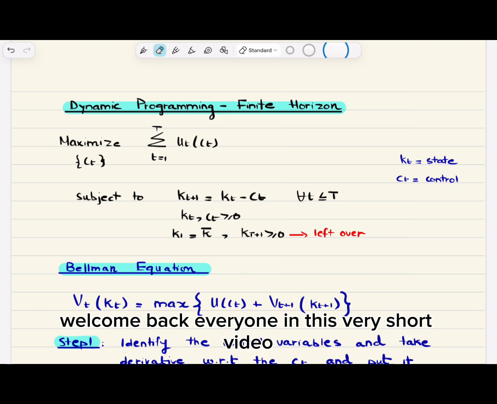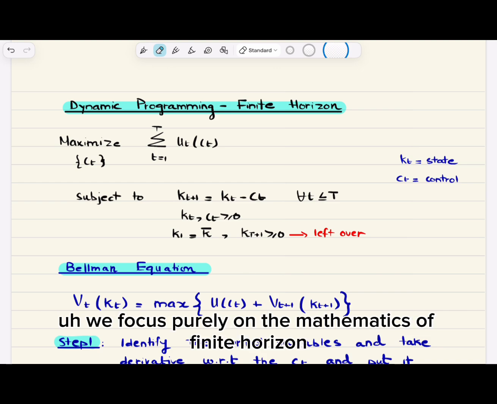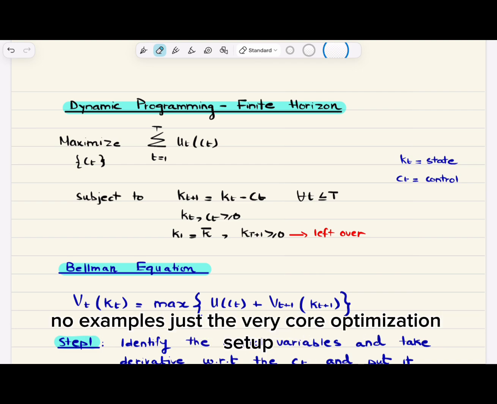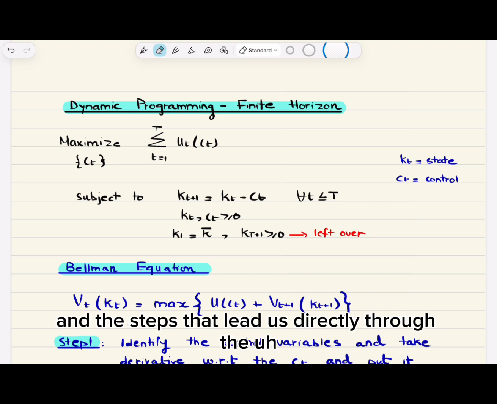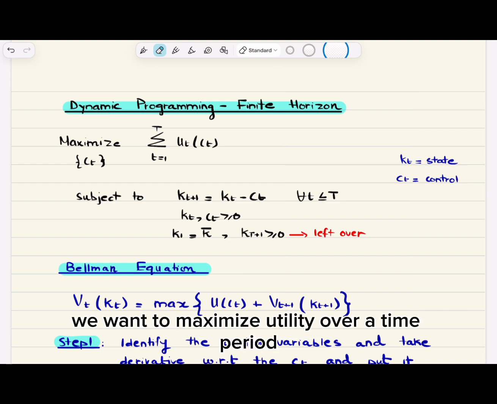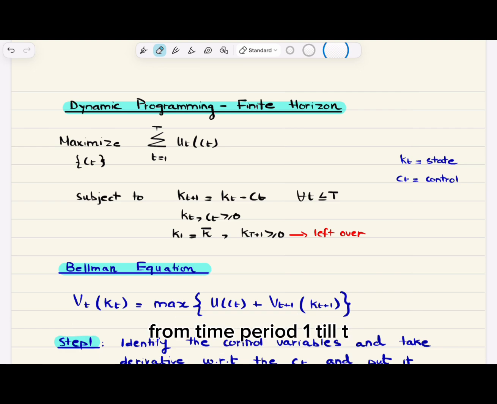Welcome back, everyone. In this very short video, we focus purely on the mathematics of finite horizon dynamic programming. No stories, no examples, just the very core optimization setup and the steps that lead us directly to the Euler's equation.